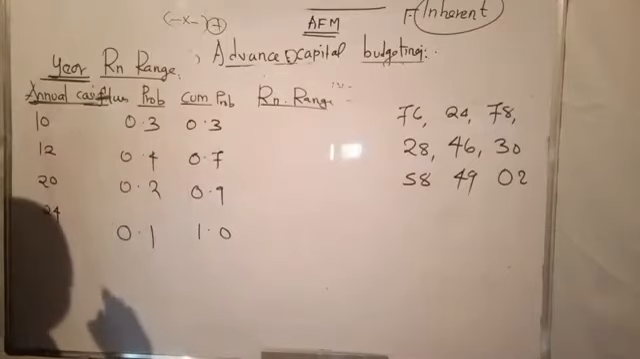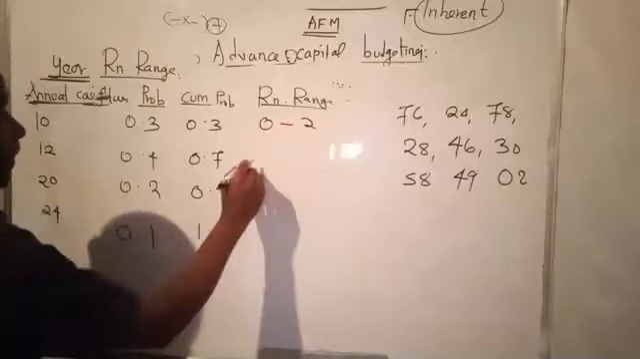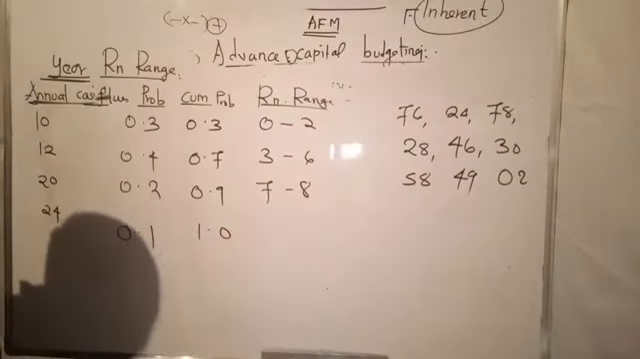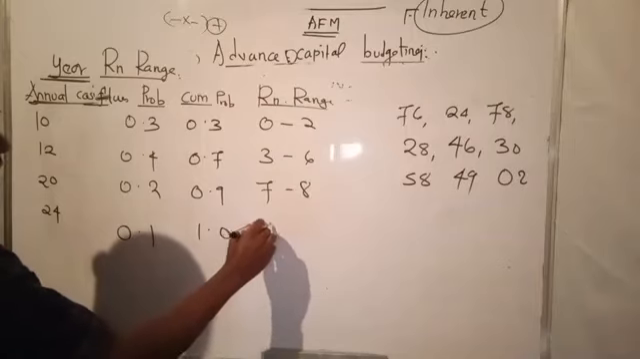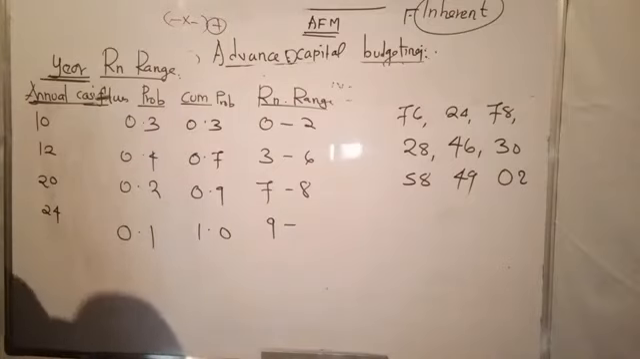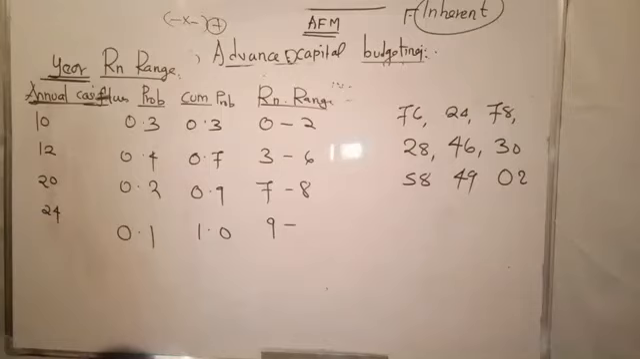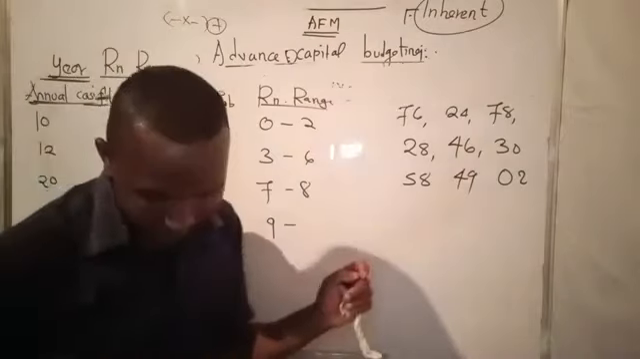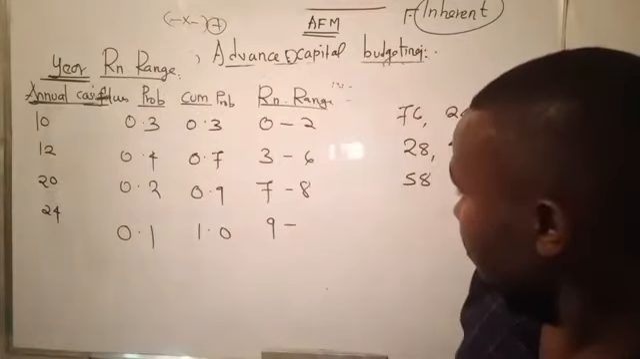Remember the range, you say one digit, one decimal, one digit. So for one decimal, the first one is 0 to 2, then 3 to 6, 7 to 8, and then 9 to 10. To make up probabilities, to make up cumulative probabilities. So you can get one.